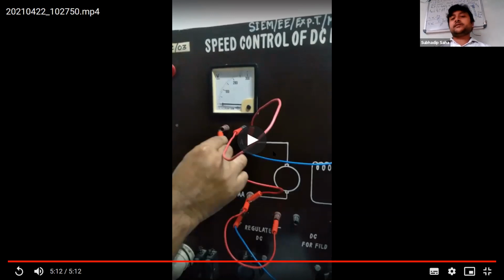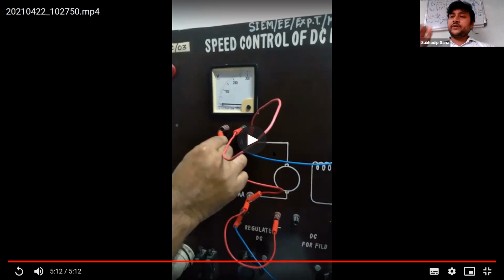The thing is that in this circuit, whatever I have shown you here in the particular diagram, okay, I have shown you that we are using two particular rheostats. Okay, so one is for the armature, another is for the field winding. So what we will do, you have seen in this video, there is a multimeter which is connected in series with the field winding. So firstly, what we will do, we are fixing the field current constant.